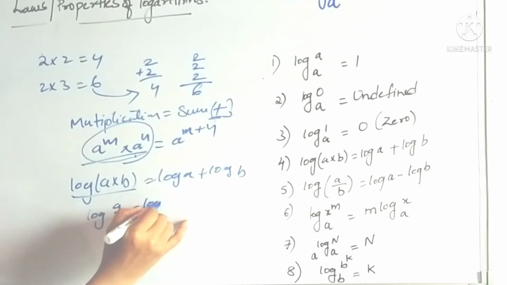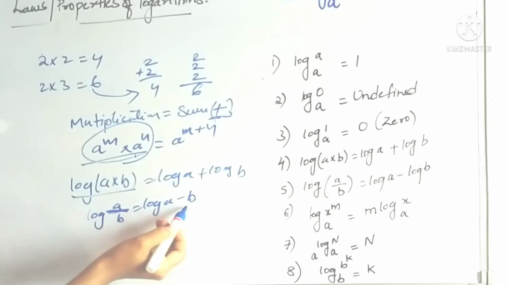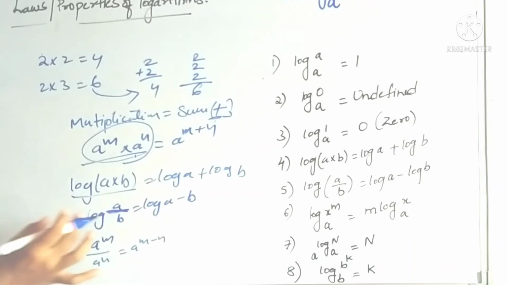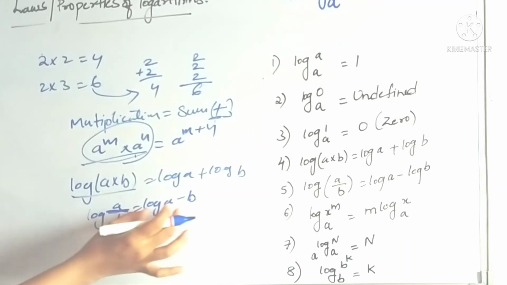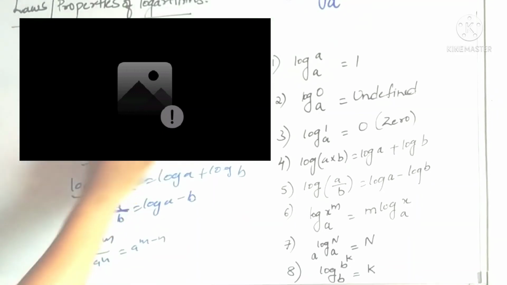A power m by a power n is a power m minus n, which you already learned in exponents, right? Similarly here also, if division is there, then subtraction will come. So log of a into b is equal to log a plus log b. Log of a by b is equal to log a minus log b. Log 0 value is undefined, log 1 value is 0, log a base a is equal to 1.